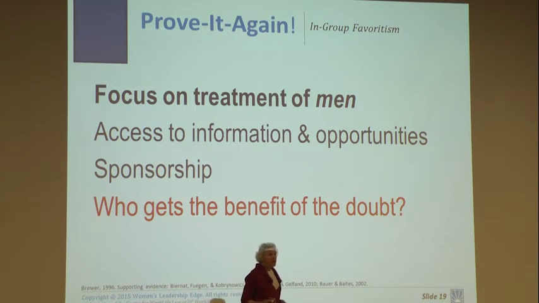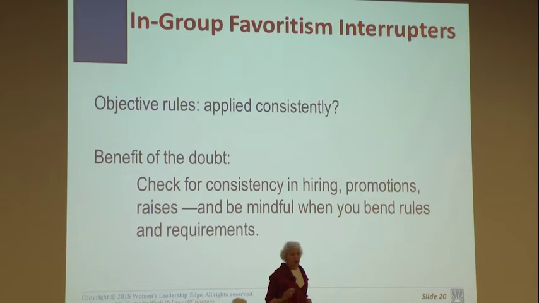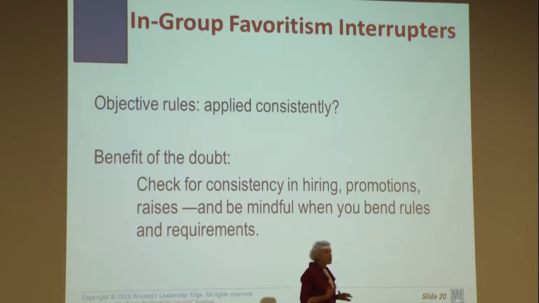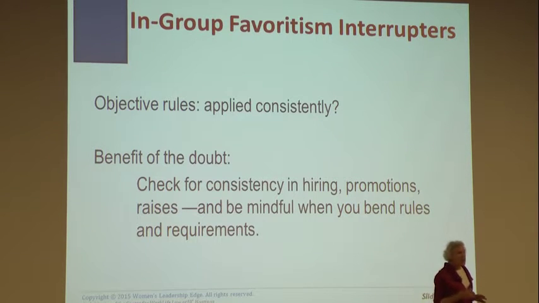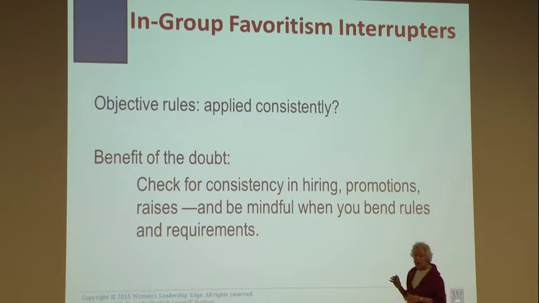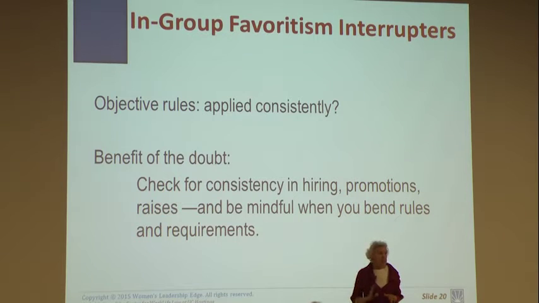So who gets the benefit of the doubt? So how do you interrupt this bias, this objective rules applied rigorously, leniently? It's very important when you have objective rules, and we'll see later why it's important to have them, to make sure that they're applied consistently. If you waive them, watch yourself do that. Is there a demography for when it seems appropriate to do so? You have to check for consistency in hiring, promotions, raises, all of it. If you bend the rules, be mindful.